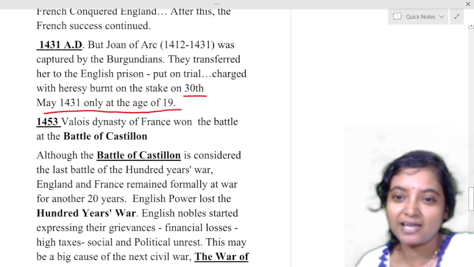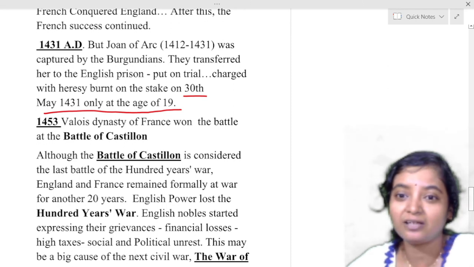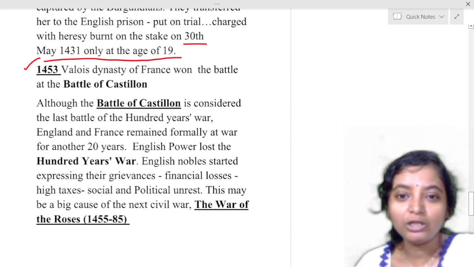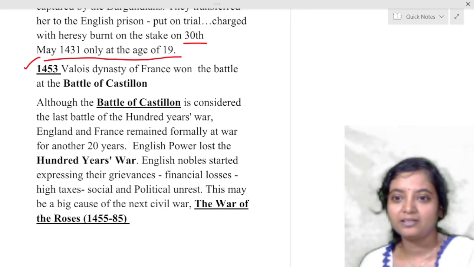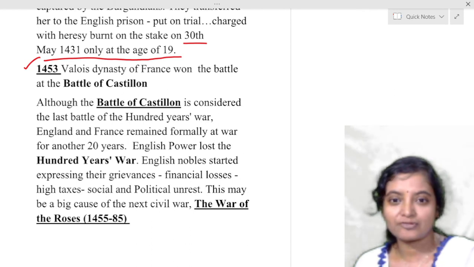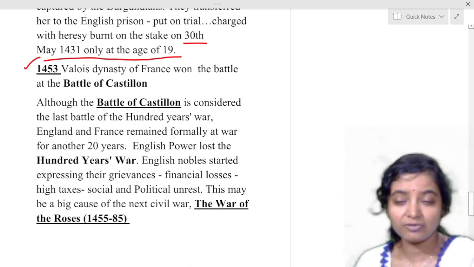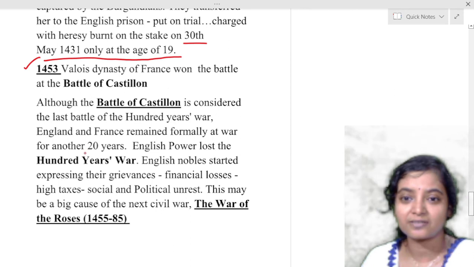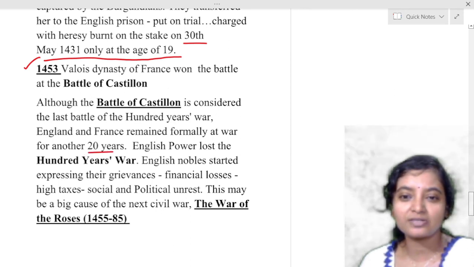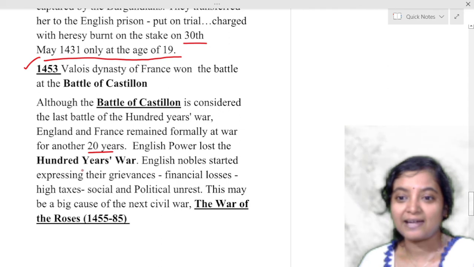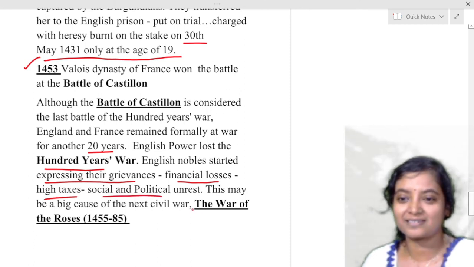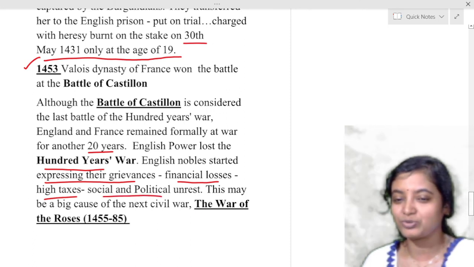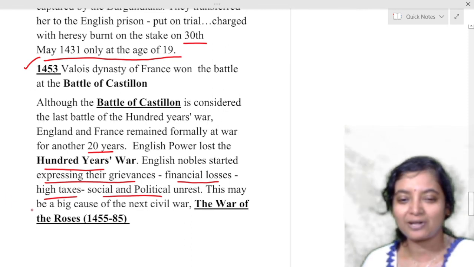In 1453, the Valois dynasty of France won the Battle of Castillon. That was the last battle in the 100 Years' War, a significant battle. England and France remained formally at war for another 20 years. English power lost the 100 Years' War, and English nobles started expressing their grievances: financial losses, high taxes, social and political unrest. This may be a big cause of the next civil war, the Wars of the Roses.